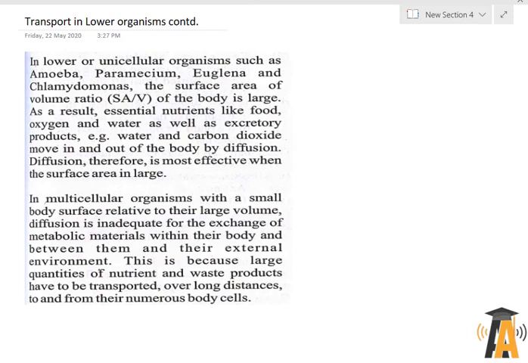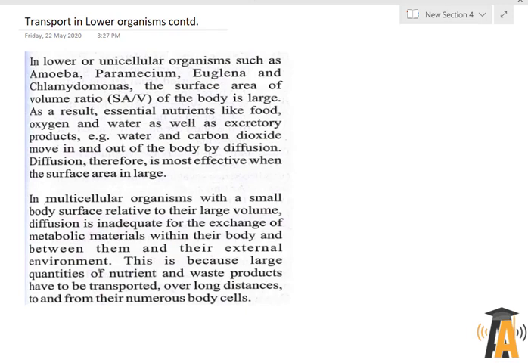Those that need to be removed will be removed. Those that need to be taken to where they will be used would be used. Now, in contrast, looking at multicellular organisms that have a small body surface relative to their large volume, these organisms are large in size. Now their surface area to volume ratio becomes smaller.